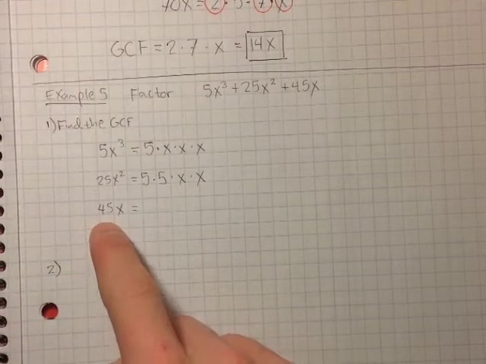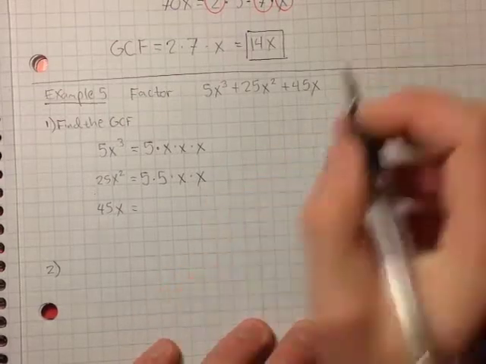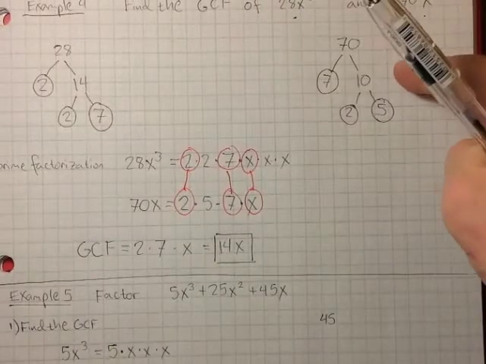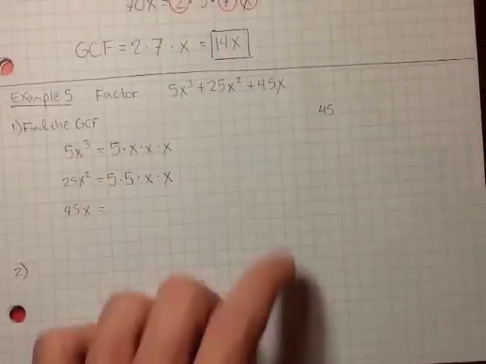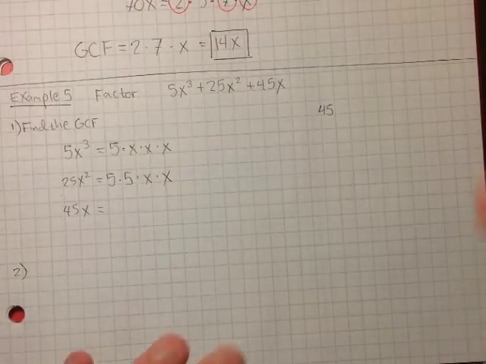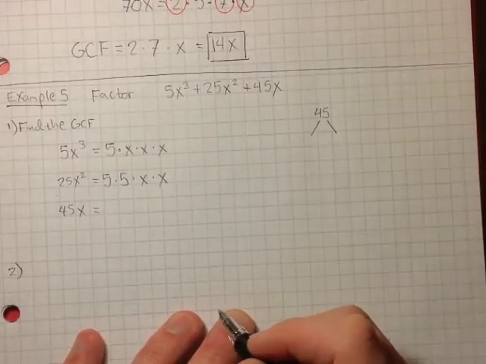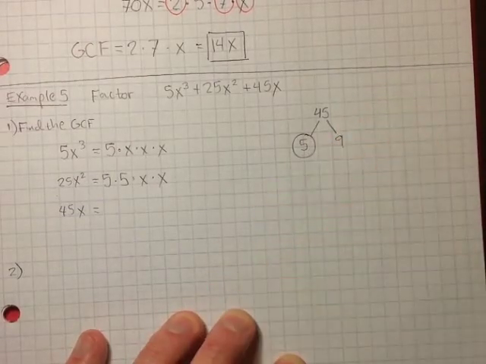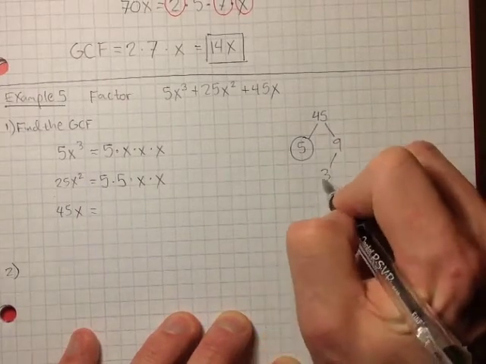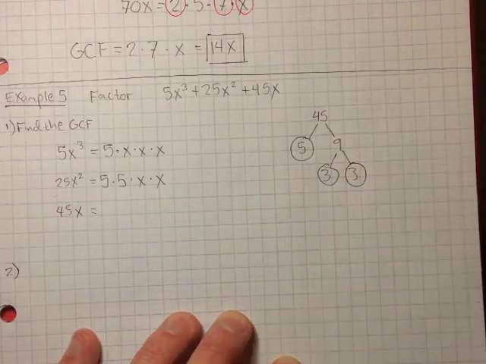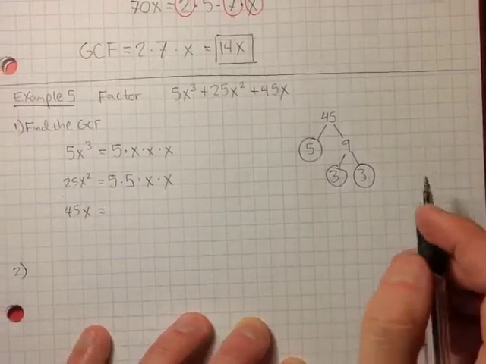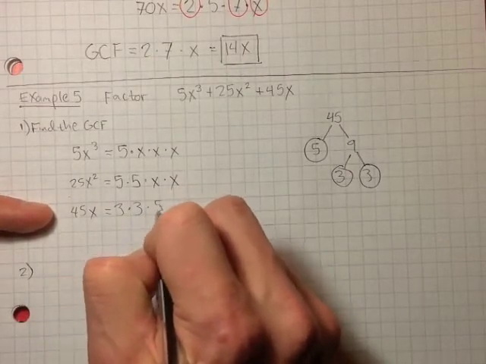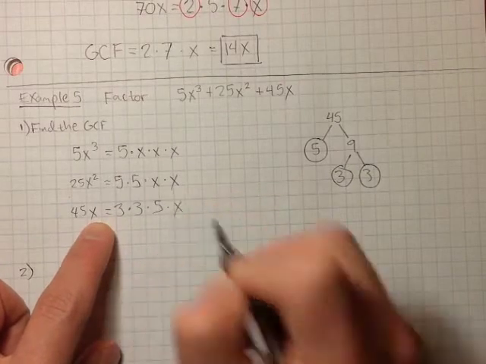Now how about 45x? Well, I don't know about you, but I can't think of the prime factors of 45 off the top of my head, so I'm going to come back up here and write a factor tree for 45, and just 45, because it's more complicated than these two. So what two numbers multiply to give 45? Well, I know that 5 and 9, right? 5 is prime, so circle it. Now how about 9? Well, 9 can be broken into 3 and 3. Bam, done. Primes. So 45x is equal to, again, I'm going to write this in order from least to greatest, 3 times 3 times 5 times x.